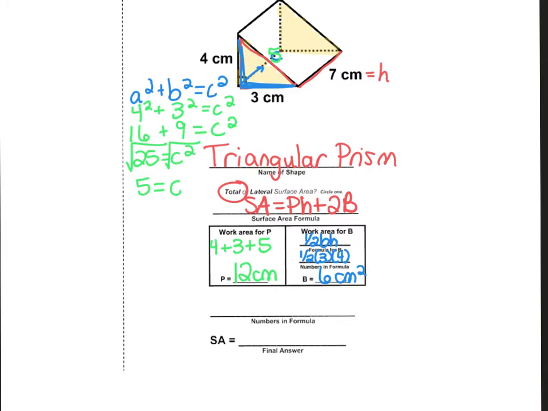Now we've got everything we need. Plug it in to this. P was 12. The height of the whole object we labeled early on as 7, plus 2 times what we found to be big B, which was 6. We're going to plug all that into our calculator, and we should get 96 centimeters squared.